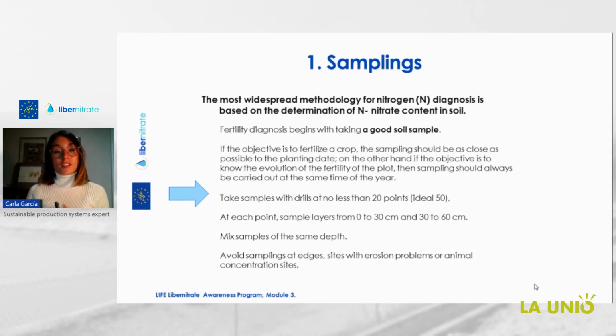If the objective is to fertilize the crop, the sampling should be as close as possible to the planting date. If the objective is to know the evolution of the fertility of the plot, the sampling should always be carried out at the same time of the year. General recommendations are included here.